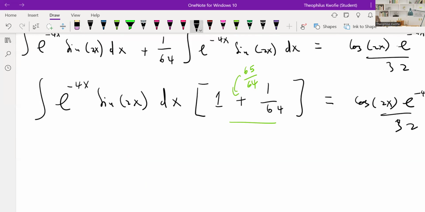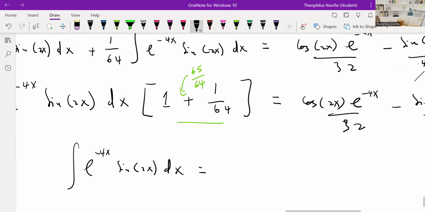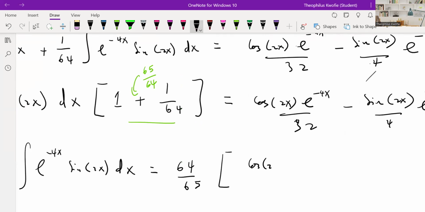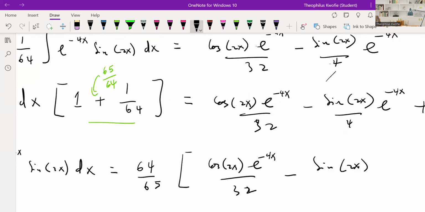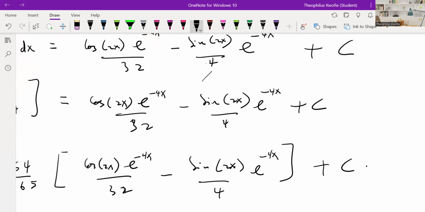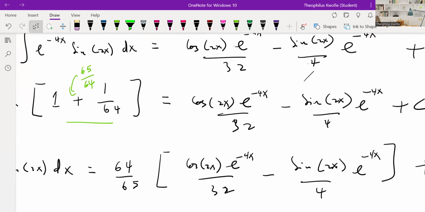Since I want the main problem to be isolated, I'm going to take the inverse of that and multiply it by the right-hand side. So I'm going to multiply that by the 64 on 65, all multiplying by minus sine of 2x, all on 4 multiplying minus 4x, then plus a constant c. So now we've finally been able to solve the problem.